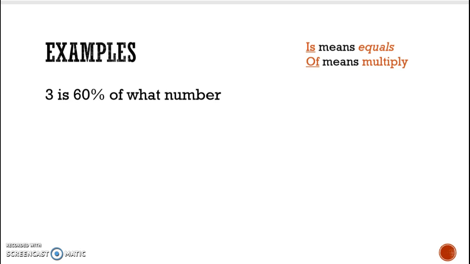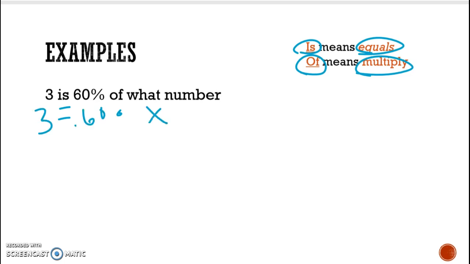So I'm going to replace the word is with an equal sign. I'm going to replace the word of with a multiplication sign. Now I'm just going to drop my numbers down. So 3 goes there, 0.60, because remember we changed it to a decimal, and an X because it's what number. So now we have to solve this.